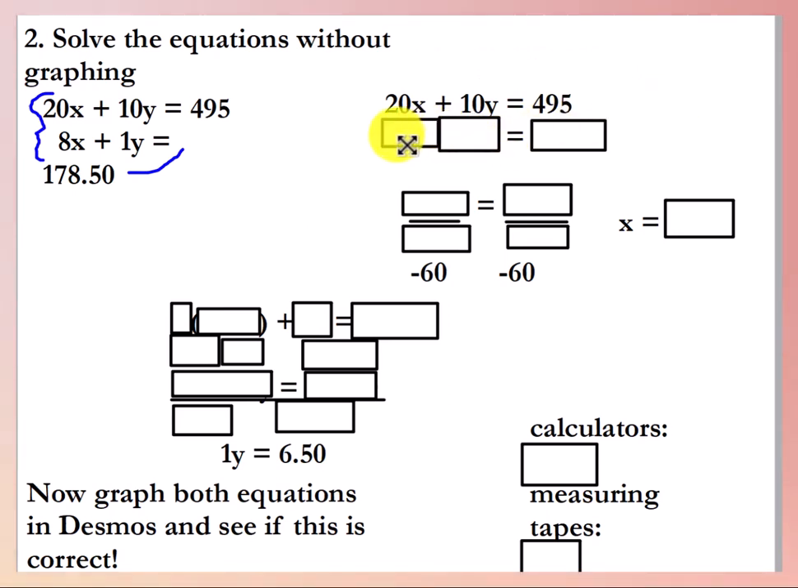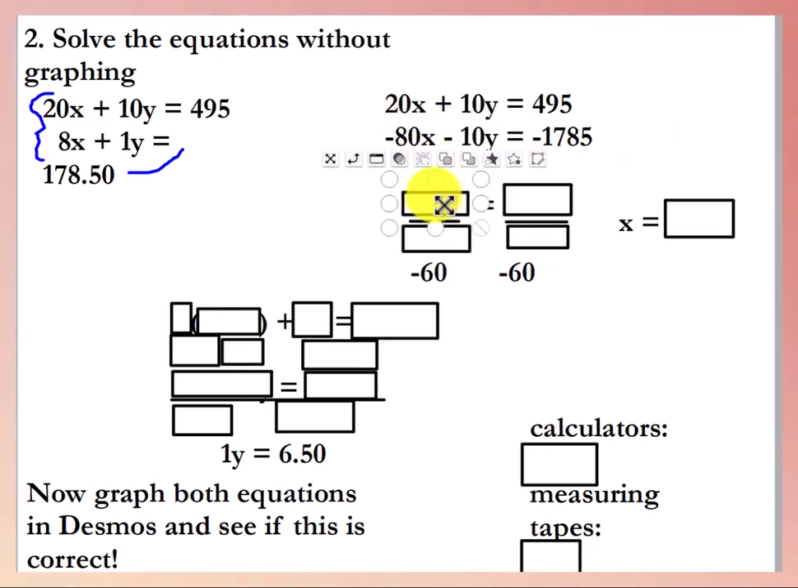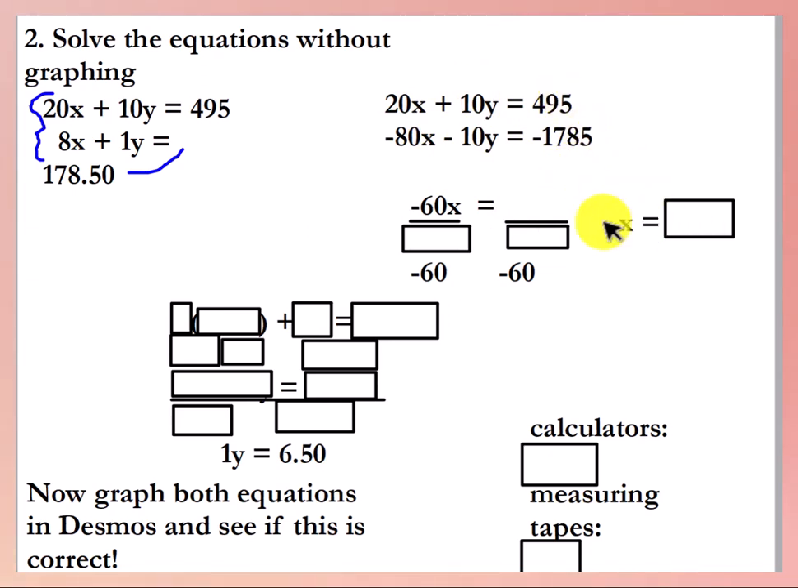All right, we're going to change that bottom equation. Now, it looks like to me if I multiply by -10 each of those three terms, I'll get -80x, -10y, and -1785. All right, go ahead and combine those terms, and we'll get -60x equal, this is going to be 0, this is going to equal to, I don't have that number there, let me write that in.